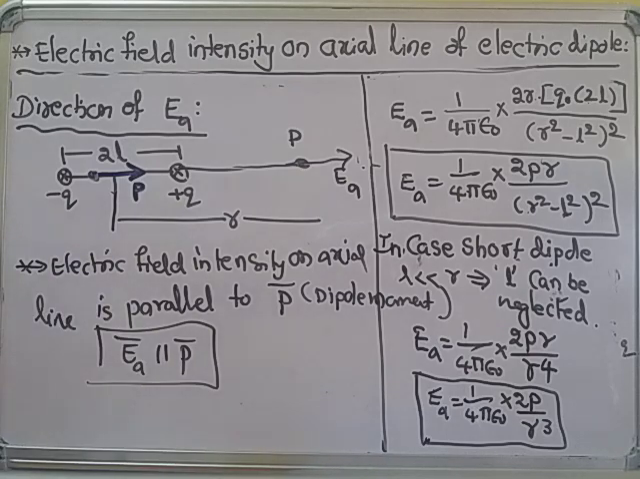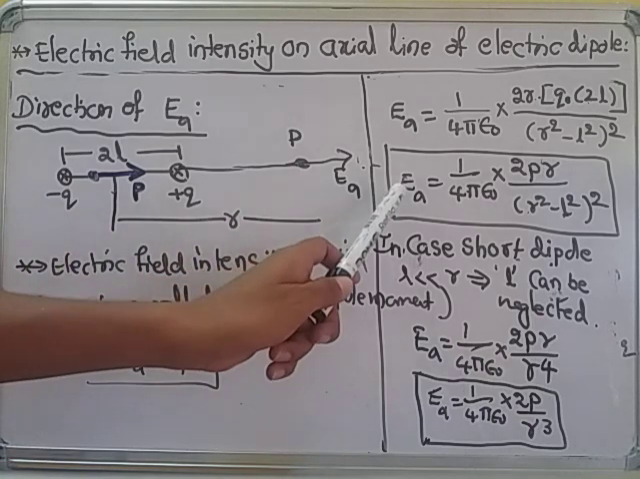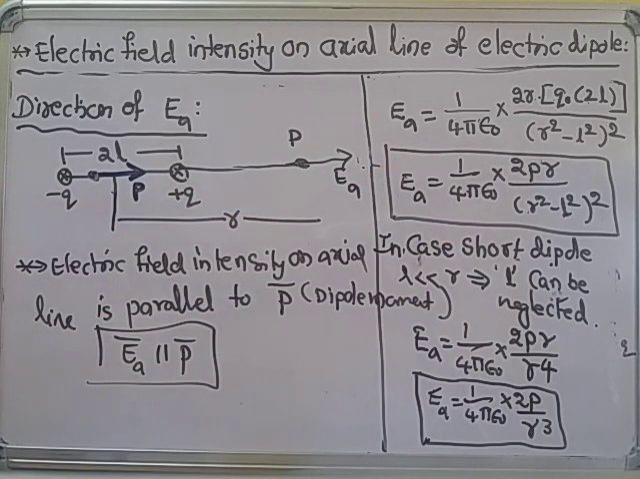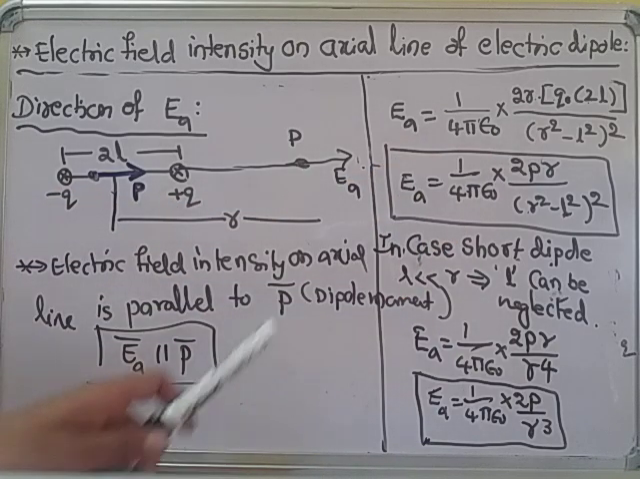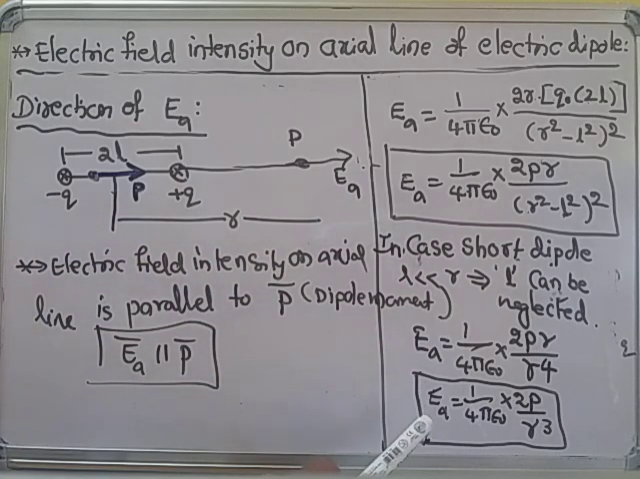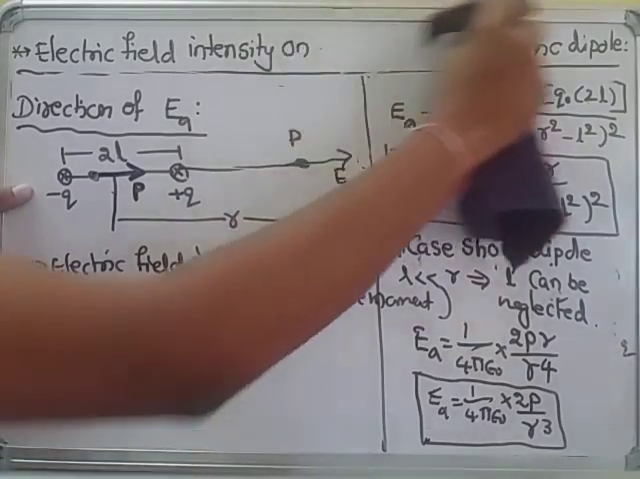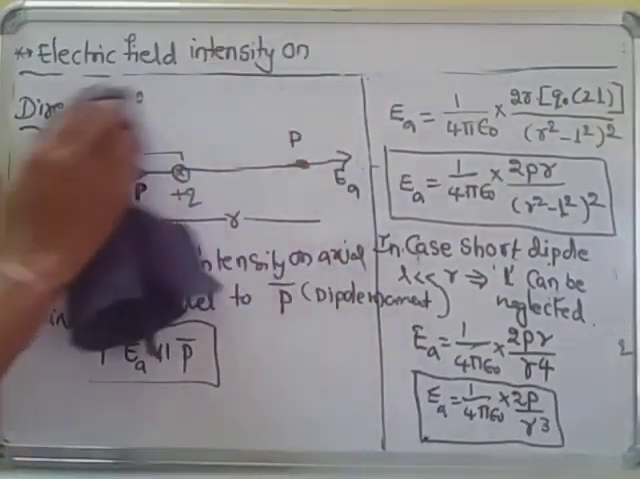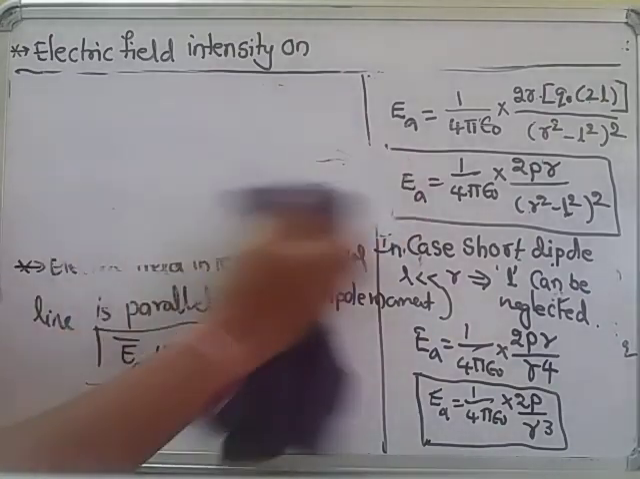This is the topic: electric field intensity on the axial line of an electric dipole. The formula to find the electric field intensity on the axial line is 1 by 4 pi epsilon naught into 2pr by r square minus L square whole square. In case of a short dipole, the formula is EA equal to 1 by 4 pi epsilon naught into 2p by r cube. Now our topic is electric field intensity on the equatorial line of a dipole. These two topics, the derivations, are very important for the board exam.